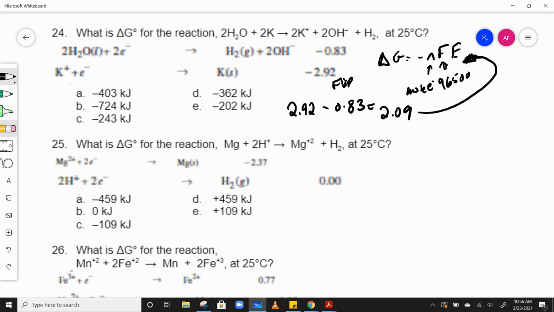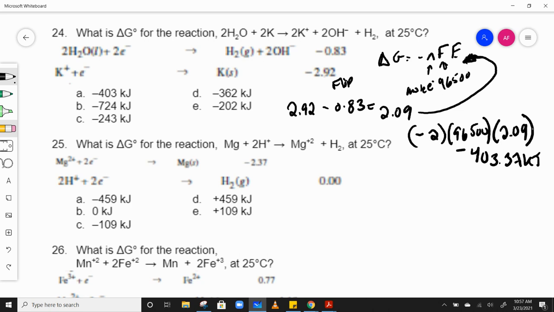Okay, the moles of electrons, in this case, there's going to be 2 electrons, so negative 2 times 96,500 times E naught, or 2.09. When you do all this work, you should get negative 403.37 kilojoules. Actually, when you do all this, you'll get it in joules, but then you have to convert it to kilojoules by dividing by 1,000. So if you got an answer that was really, really big and you're wondering where that came from, divide it by 1,000 to get kilojoules.